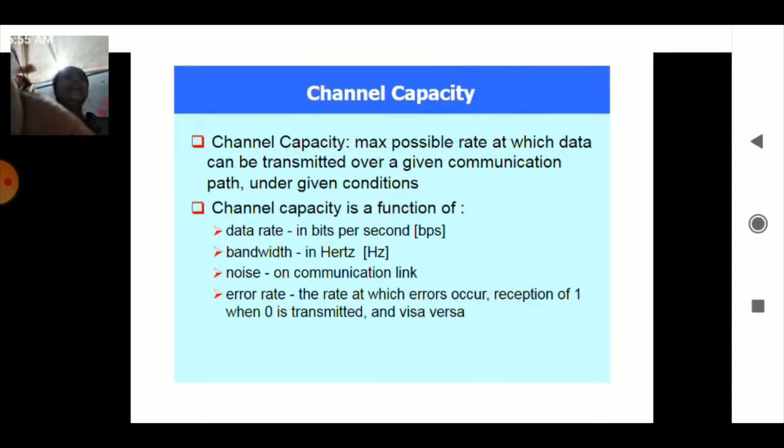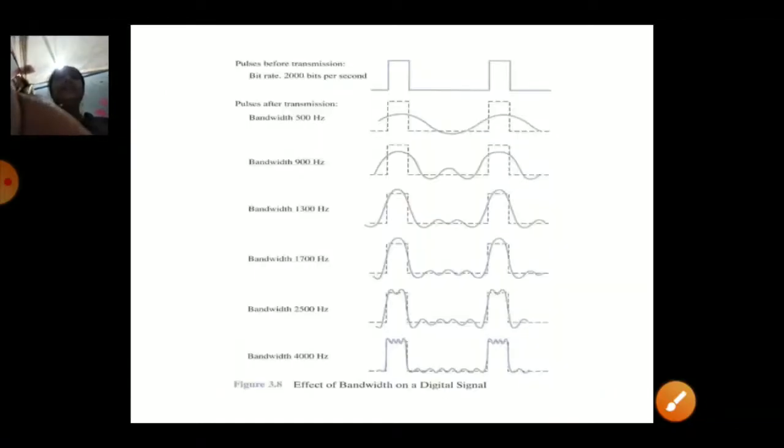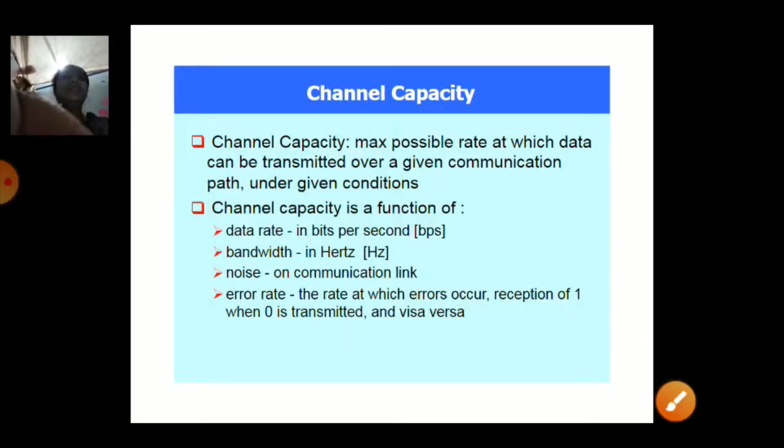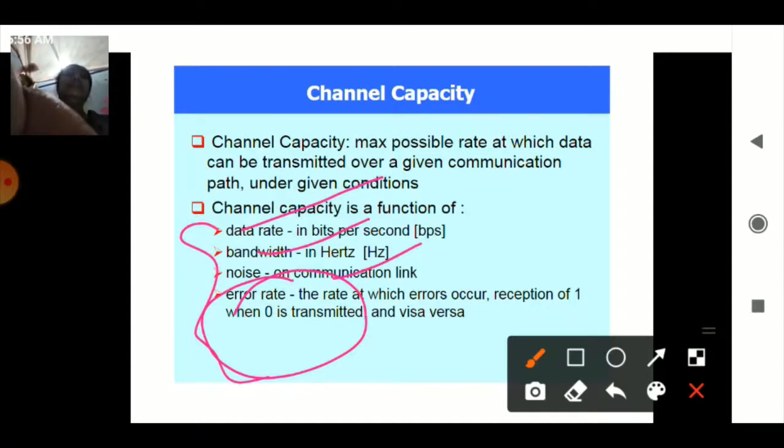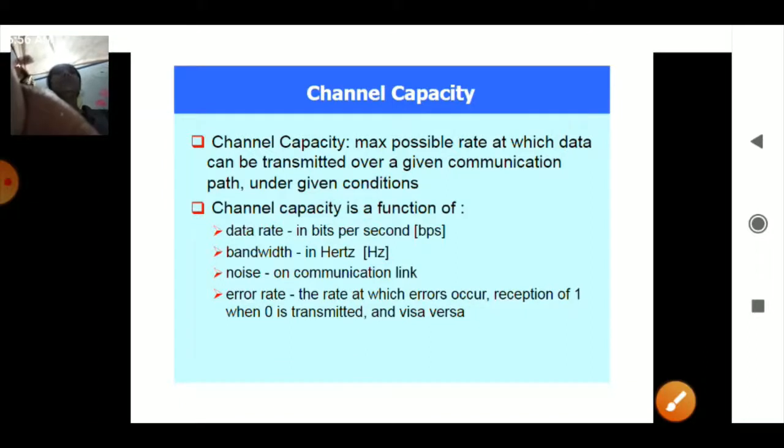The channel capacity depends on the data rate, which kind of data you are sending, and what data rate is concerned here: how much data is being transmitted, how much bandwidth it covers, how much noise it is able to handle, and what the error rates are. So when the data is sent, all these are calculated, and only then is the data sent over the transmission medium. So these are the concepts which you have learned today.